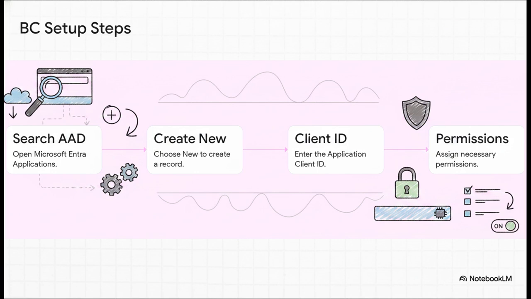Choose New. Here, you'll paste in that application client ID we copied from Azure a second ago and give it a description. Finally, assign the specific permissions to this application exactly like you would on a standard user card. Oh, and make sure the state is set to Enabled.